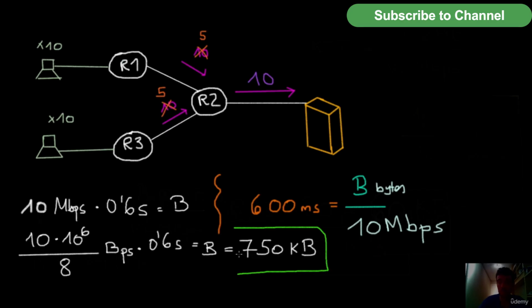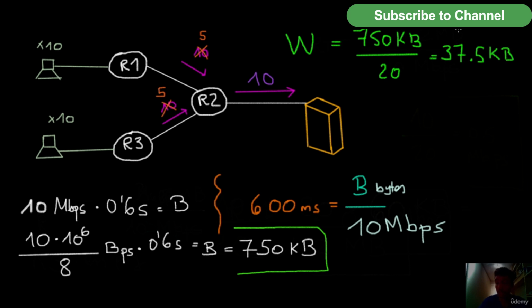Well, we can calculate the average window in two different ways. First of all, we can calculate the window that each TCP connection will have as R2's buffer averaged across the connections. So we calculate the window W as the size of the buffer of R2, 750 kilobytes, divided by the number of TCP connections, which is 20. If we make this division, this gives us the value of 37.5 kilobytes. This is one way to approach this problem, and it is very simple.